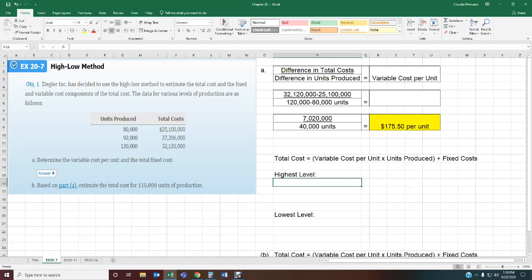Okay. So my variable cost per unit, we just calculated it at $175.50. I'm going to multiply it by my units produced. And we produce for my high 120,000 units. Okay. And then I'm going to add my fixed cost.